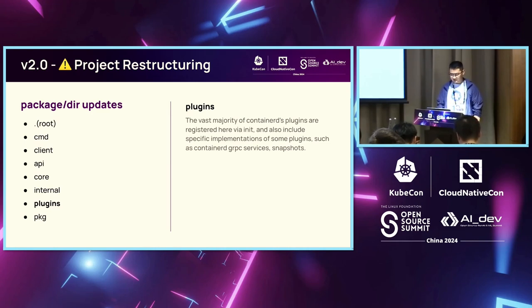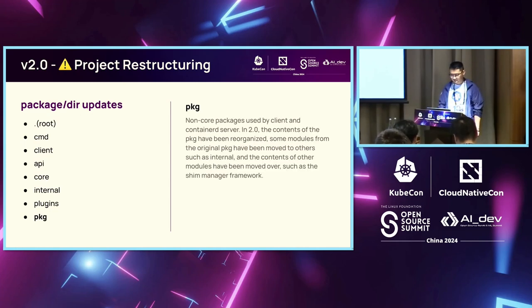Plugins. Most of Kubernetes plugins are registered here, and also include specific implementations of some plugins, such as Kubernetes gRPC, gRPC service, and snapshots. Non-core packages used by client and Kubernetes server. These directories, as well as adjustments to some components, such as CRI, can affect your Kubernetes-based development, troubleshooting, and code learning.